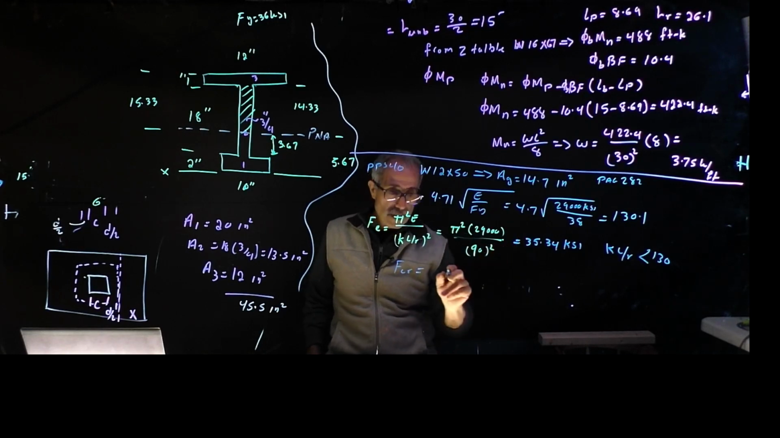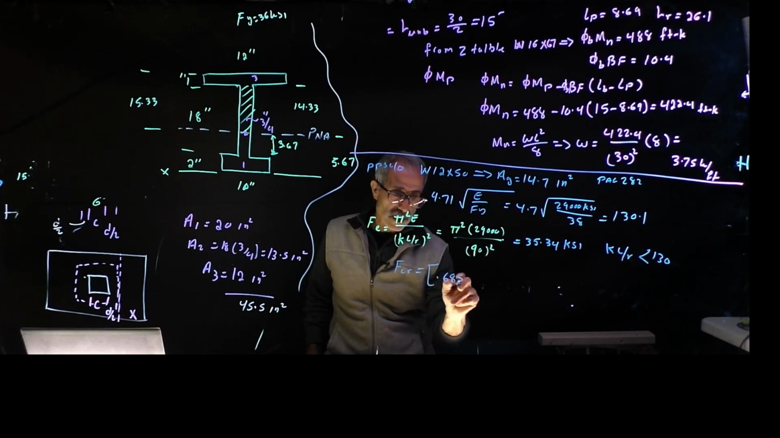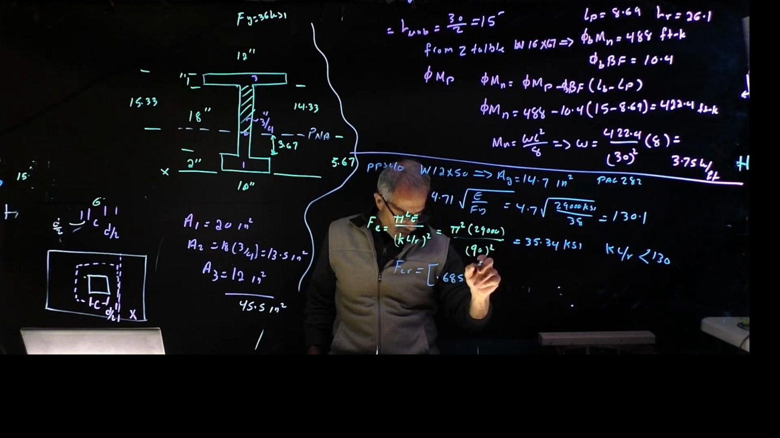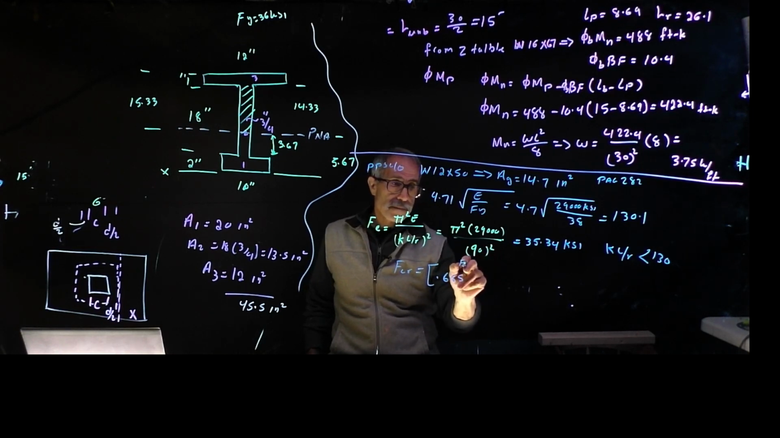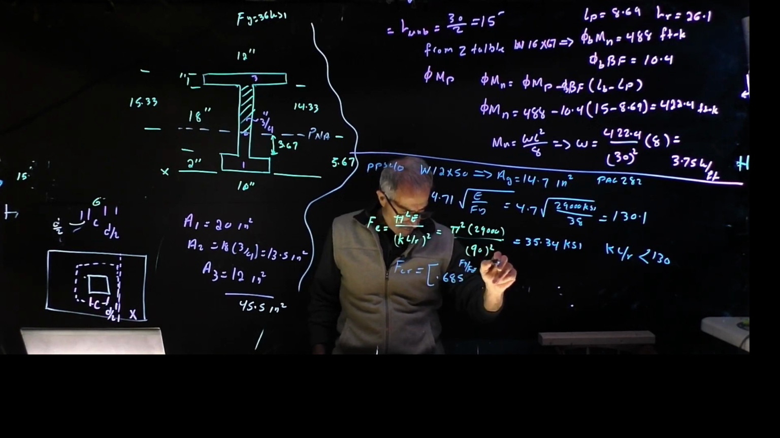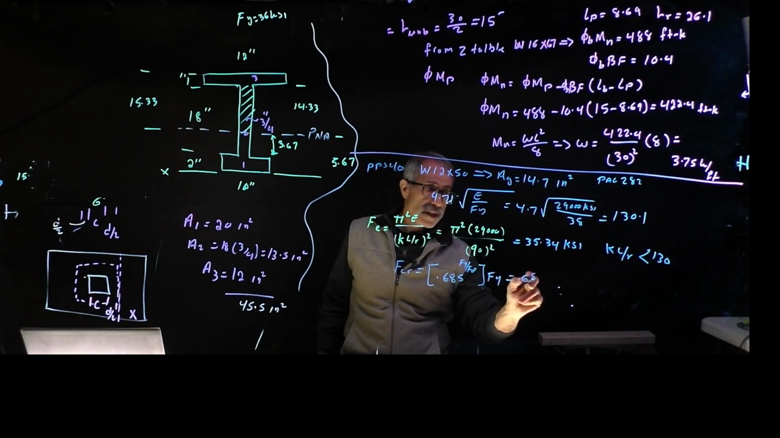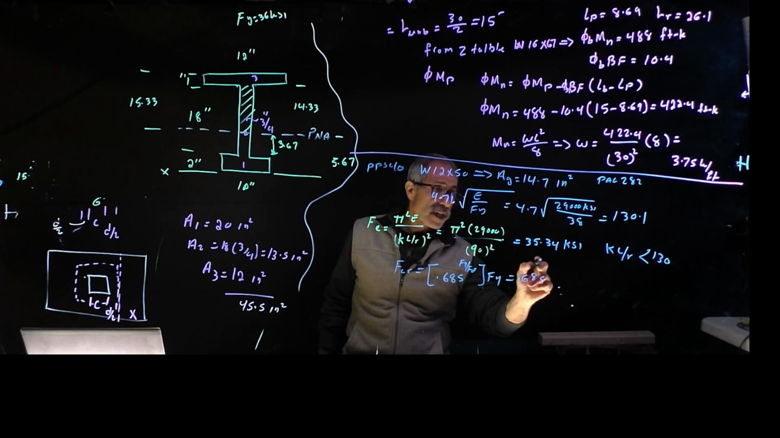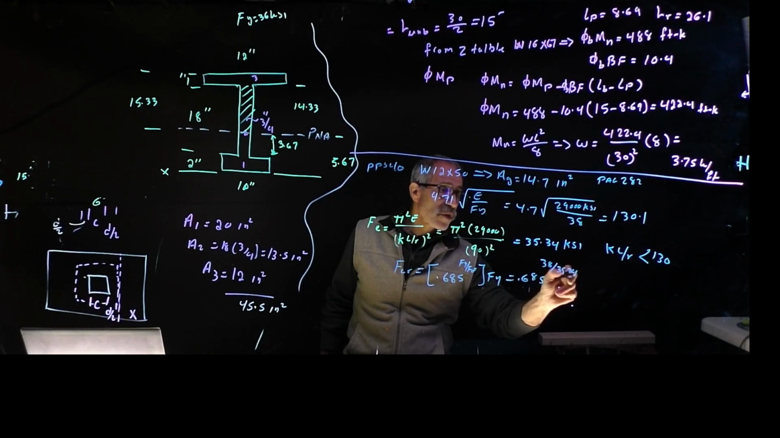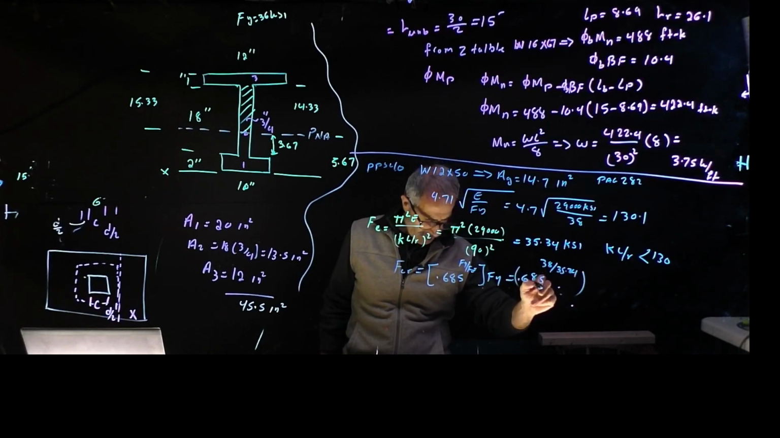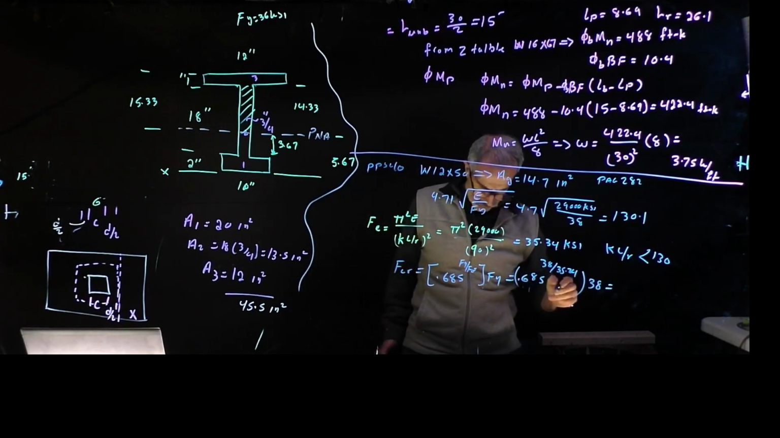look in your handbook for this equation: 0.658 to the power of Fy over Fe, times Fy. So we got 0.658 to the power of 38 divided by 35.34, and the whole thing multiplied by 38. So that gives us 24.23 ksi.